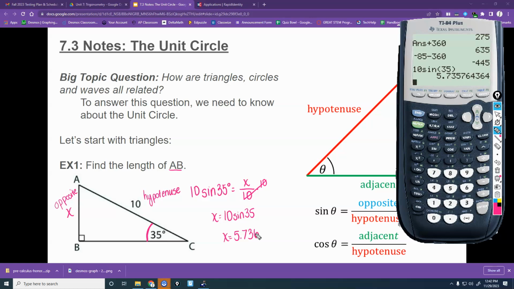Do you guys remember doing this in Math 2? Maybe not remember how to do it perfectly, but you at least remember it some.